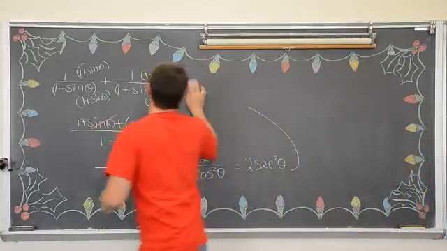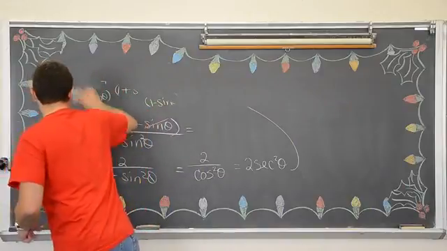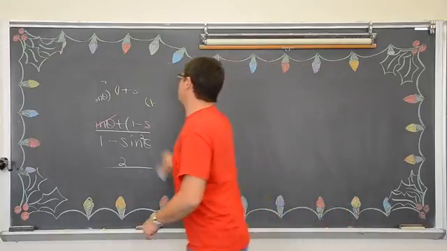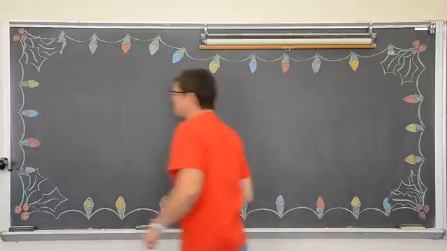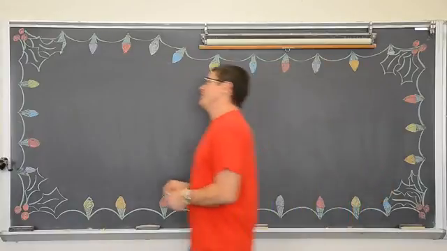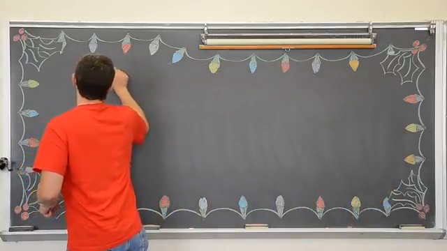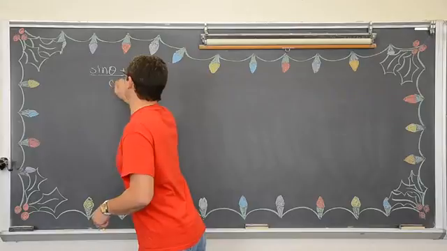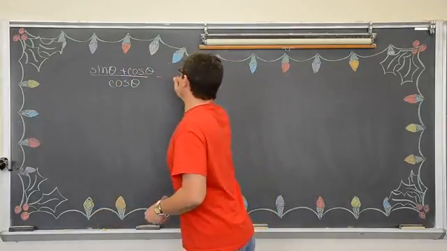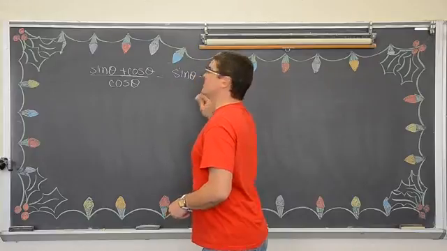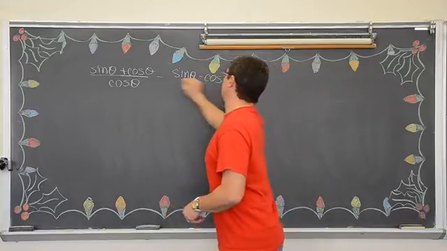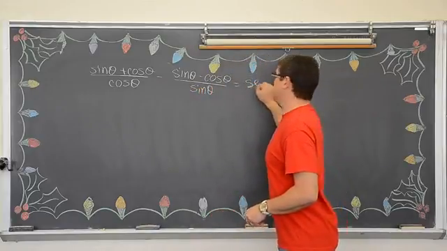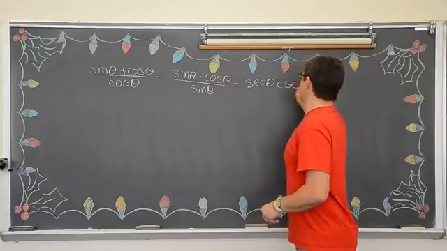Alright, one more example and I'm going to move on to the next video, which is going to be, excuse me, sum and difference identities for sine, cosine, and tangent. But first, one more example. So we have sine theta plus cosine theta over cosine theta minus sine theta minus cosine theta over sine theta equals secant theta cosecant theta.